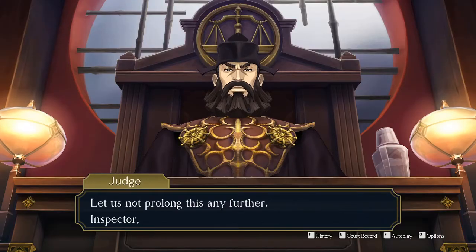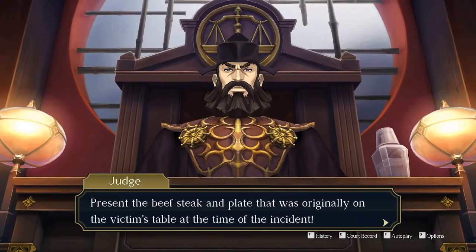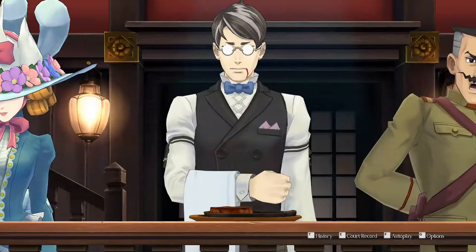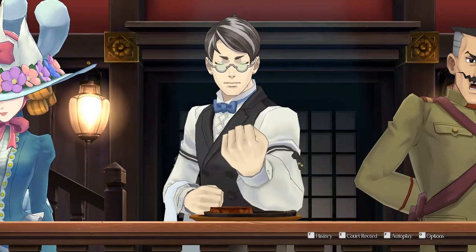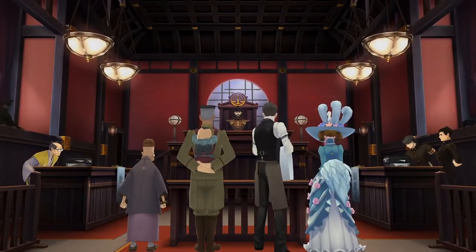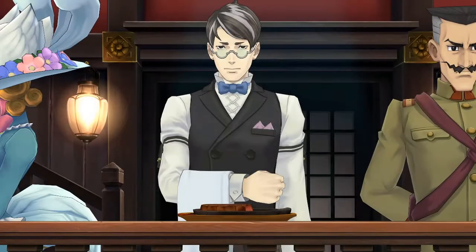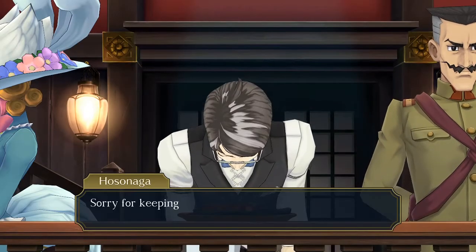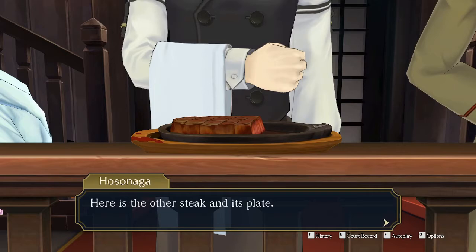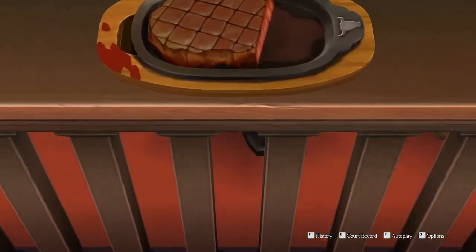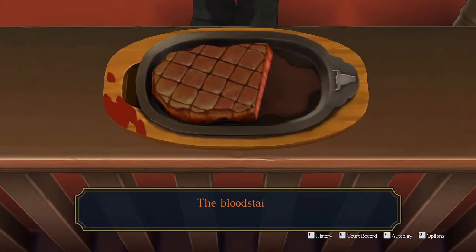Let us not prolong this any further. Inspector, you will show the evidence to the court. Present the beefsteak and plate that was originally on the victim's table at the time of the incident. Yes, sir. Sorry for keeping you. Here is the other steak and its plate. Please, feel free to examine it. Examine it. Ah. The blood stain. It's clearly visible. Look. Yes!